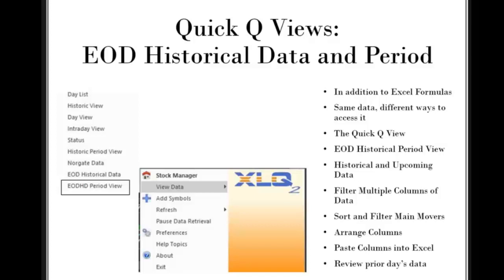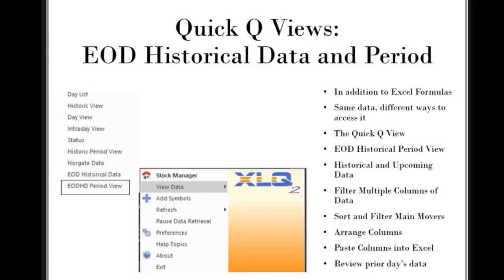You can filter the data. You can sort and filter the information so that you get the main movers. You can arrange the columns. You can even copy and paste the information from the Q view into Excel. You can review prior days information in there too.